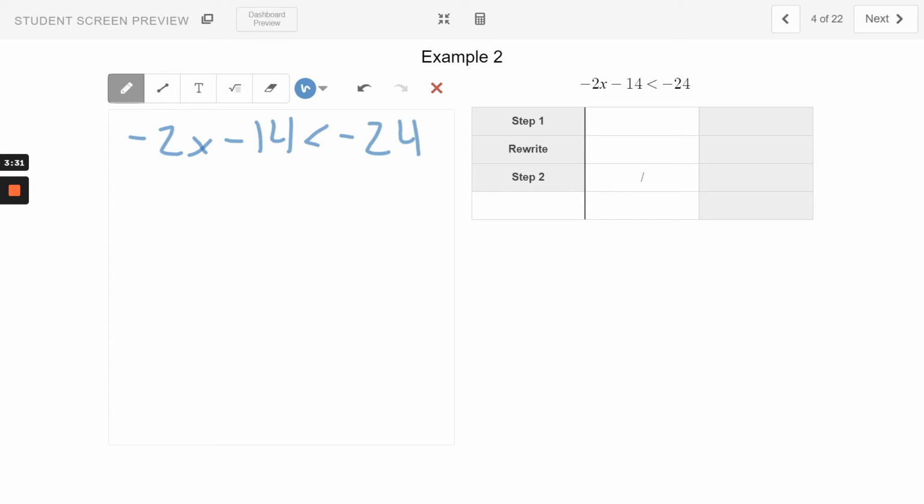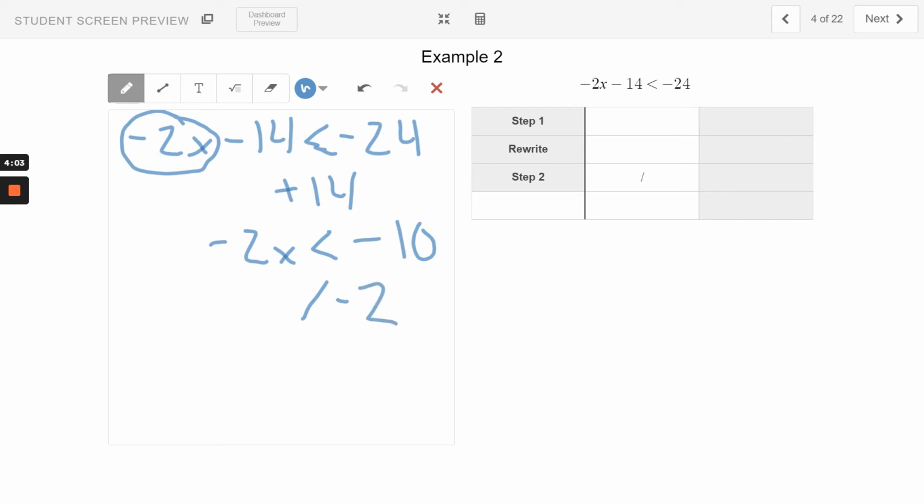If we were solving this as a regular equation, we want to get negative 2x by itself. The opposite of subtracting 14 would be adding 14. We would rewrite negative 2x is less than negative 24 plus 14 is negative 10. Now, we would need to divide by negative 2.